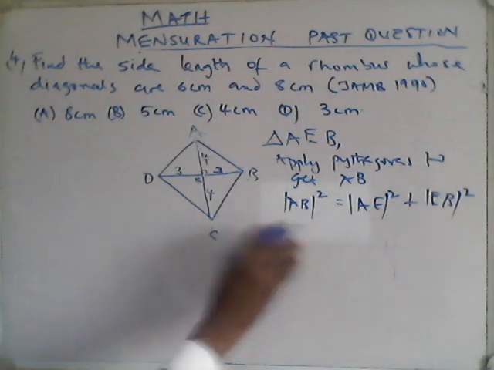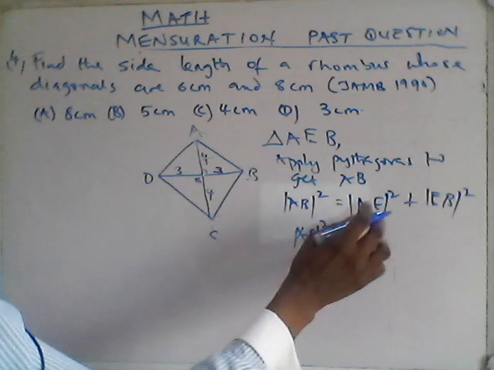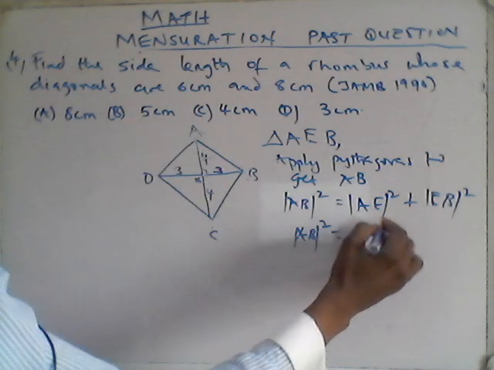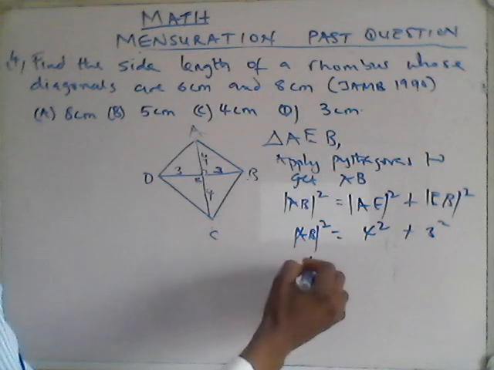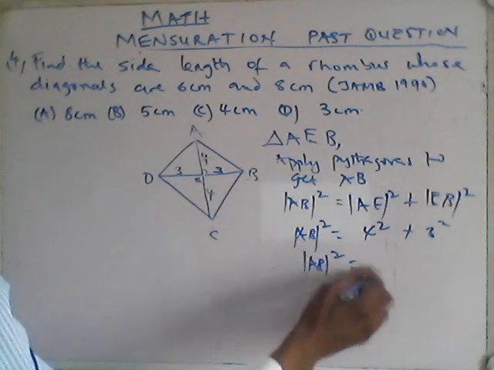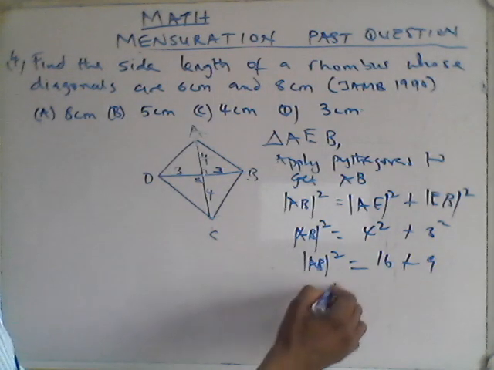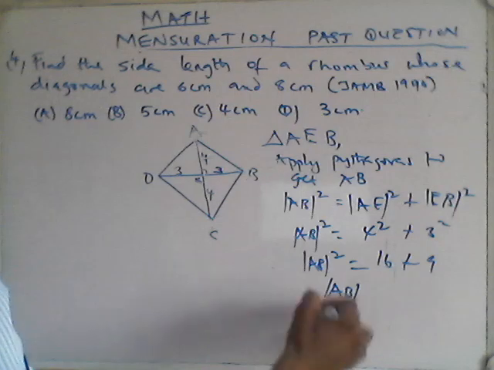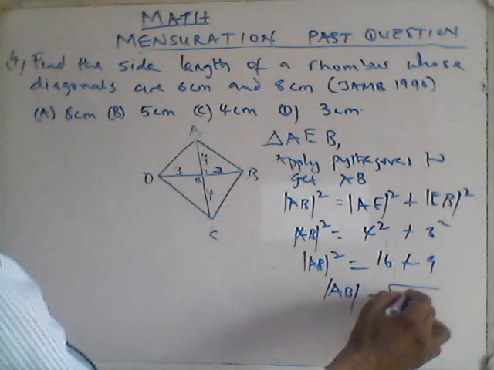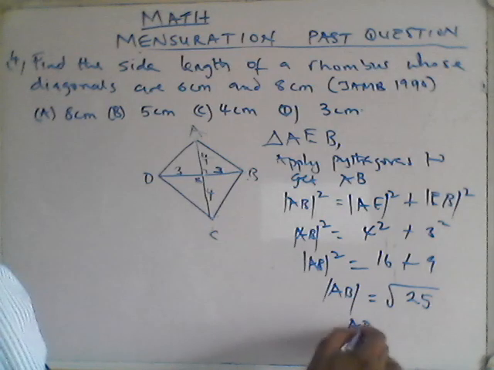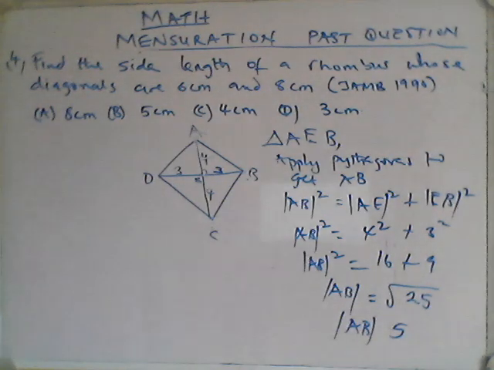So this is the expression I'm looking for. AB square is equal to AE, which is given as 4 square, plus EB, which is given as 3 square. So AB line square is equal to 16 plus 9. AB line will now become the square root of the sum of these two, which is 25. So this line AB, which is a side of the rhombus, is 5 cm.